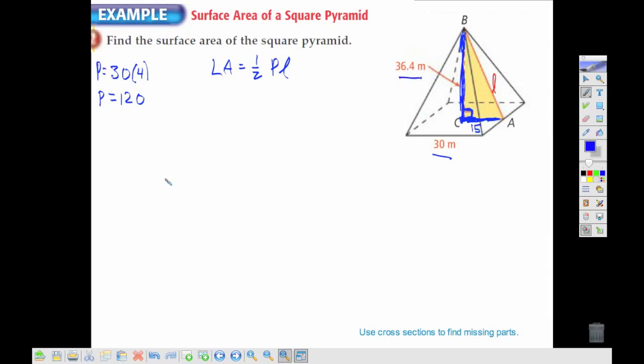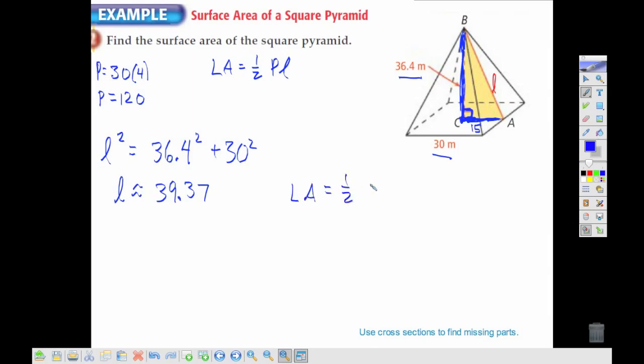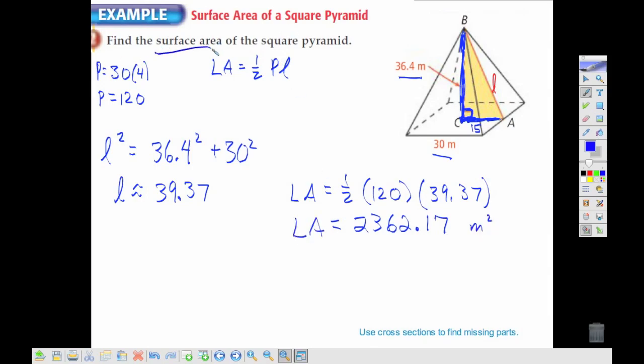We're also given the height, which is 36.4. So we're going to use Pythagorean theorem to find this. And that's going to give us a slant height of about 39.37. I'm just keeping an extra decimal so my later answer will be accurate. And I can now plug those values in for my lateral area. 1/2, perimeter was 120, slant height was 39.37, and that will come to about 2362.17 square meters. That's our lateral area.